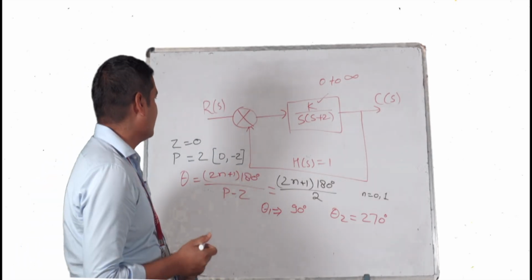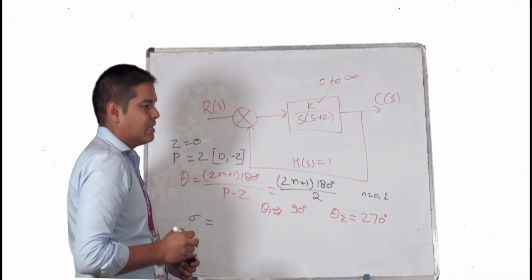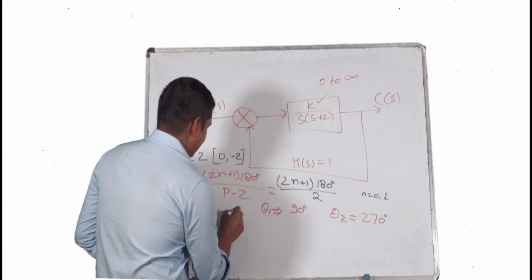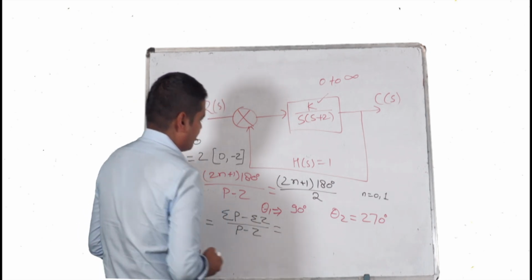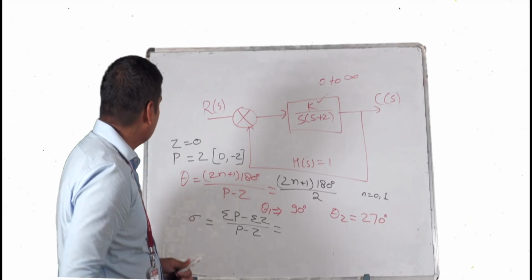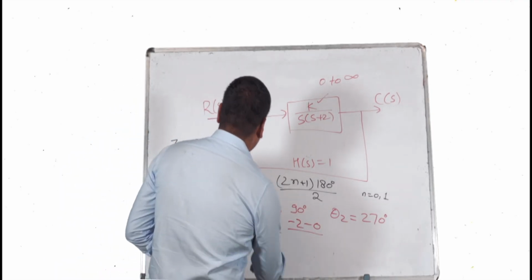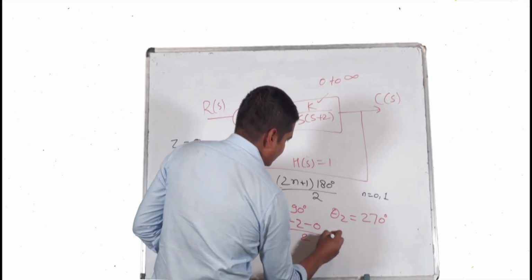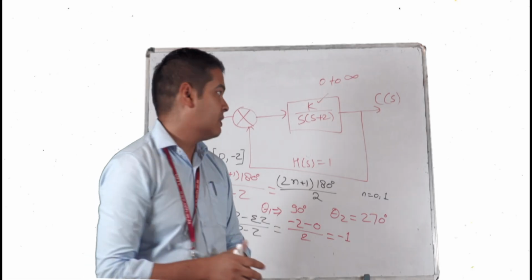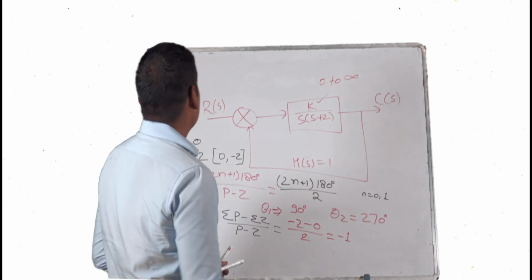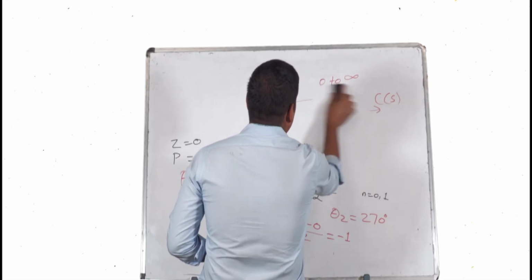And then we have the centroid. The centroid is the summation of poles minus summation of zeros, divided by p minus z. The summation of poles will be nothing but 0 minus 2, that is minus 2, minus 0, divided by p minus z, which is again 2 only, so it will be minus 1. So the centroid will exist at minus 1. With this information, let us try to plot the root locus for this particular open loop system.